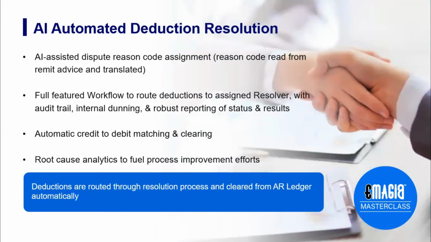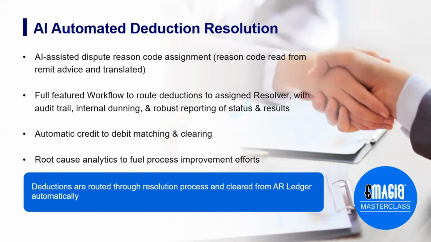Deduction resolution. Where does the automation come in here? Well, in summary, at the start of the process and the end of the process, that can be automated. The actual researching of the deduction, deciding whether the customer is right or wrong, and whether or not to issue a credit or to pursue collections, still requires a human being and your deductions team.